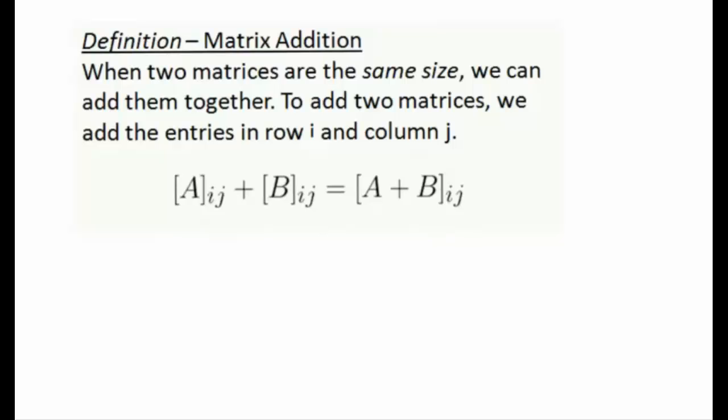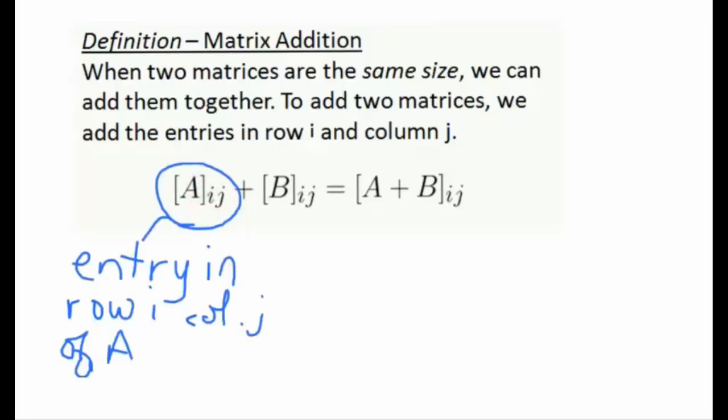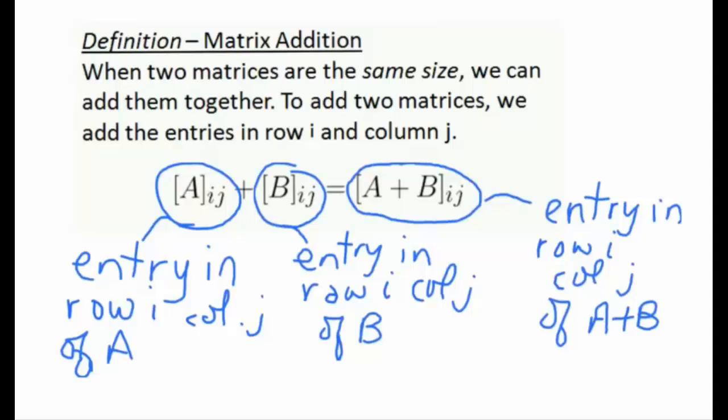When we're talking about matrix operations, we're going to use the notation ij. So what does this mean in English? Essentially, this part here means the entry in row i and column j of the matrix capital A. Filling in the other two in a similar way, this represents the entry in row i, column j of the matrix capital B, and on the right we have the entry in row i, column j of the matrix A plus B.